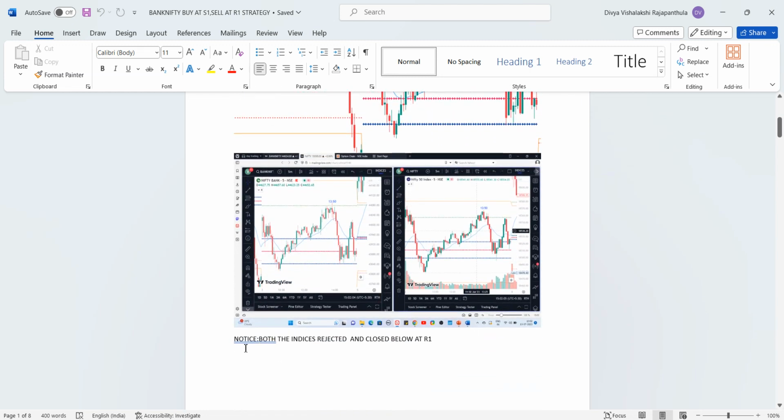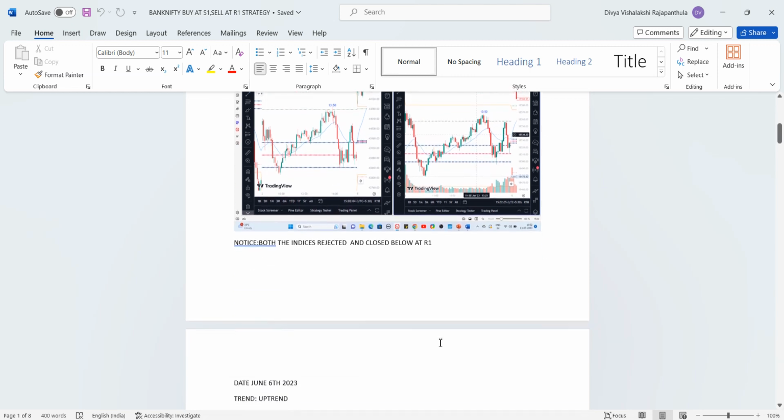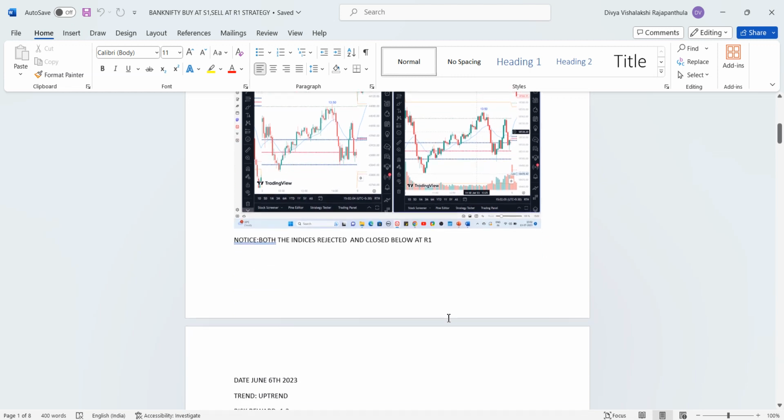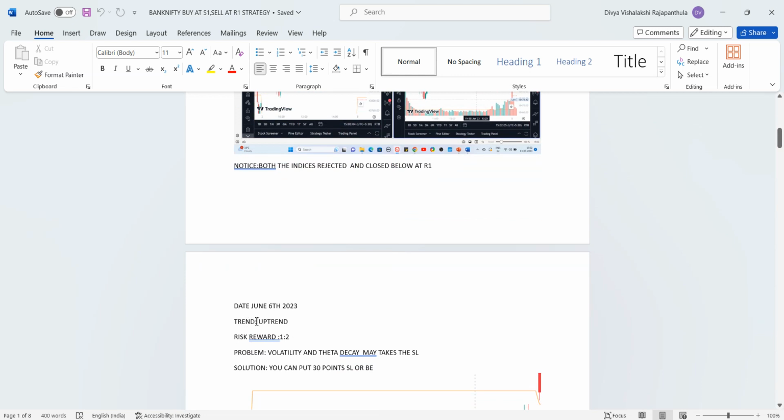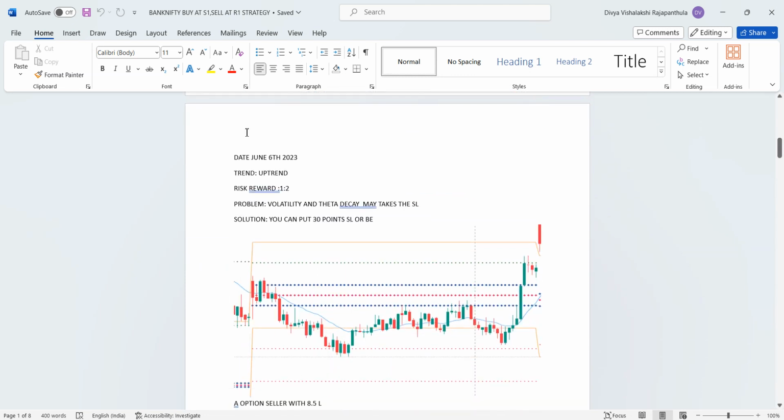See, I have written the note here. Both the indices rejected and closed below R1. I had some analogy before about this, so I have written like this. If you want to change the trading journal, you can change it as per your wish, but you have to have a trading journal. For example, see this, I have also written the trend here, the risk reward, and what is the problem I have faced here.